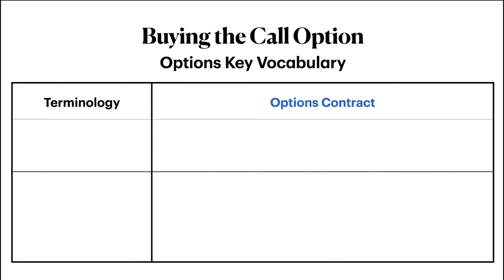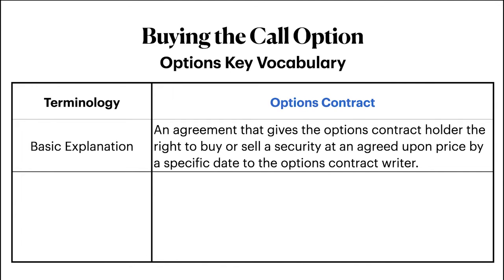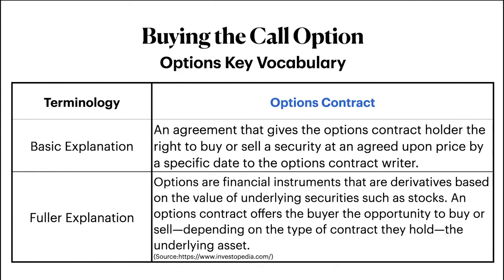Okay, the options contract itself. This is an agreement that you make between the contract holder, the person who's buying the contract, and the contract writer, the person who is selling that contract. The thing to pay attention to here is that it's the contract holder that has the right to buy or sell the security. In this case, we're talking about common shares of stock. So when we say security, that's just the thing that's being covered by the contract.